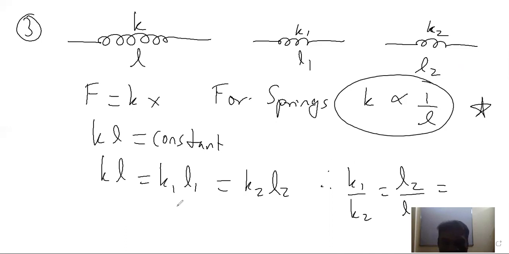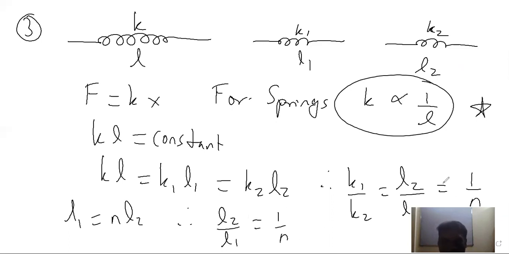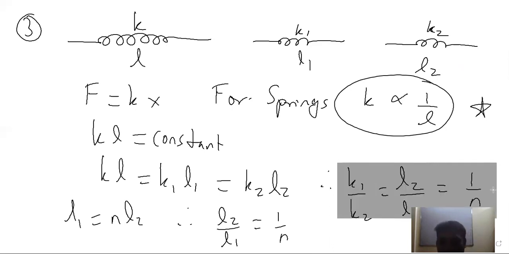And according to the question, we have L1 is N L2. So L2 upon L1 will be 1 by N. So K1 upon K2 comes out to be 1 by N. So our answer to this question, K1 upon K2, comes out to be 1 by N, which corresponds to option C, which is the correct answer. So the JEE third question is option C, 1 by N.